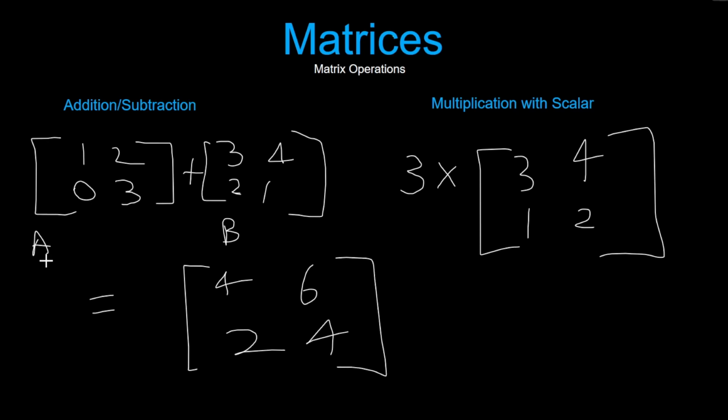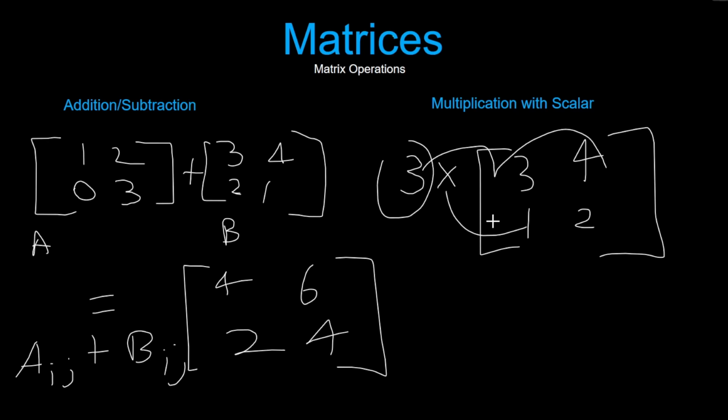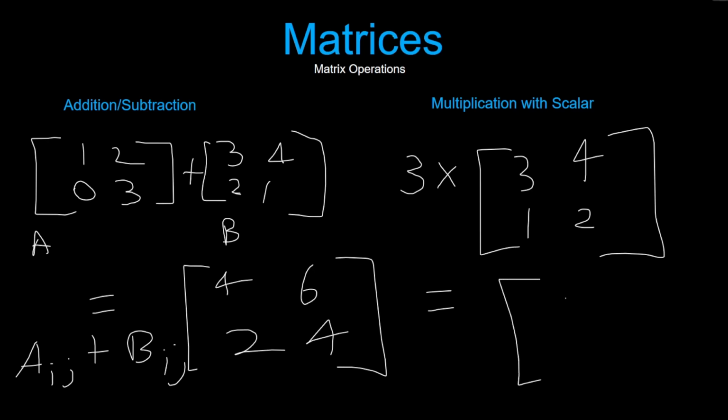The general form is, if you add the A and B matrices, you'll have the corresponding elements of the A and B matrices. Here ij represents the position of the element: row i, column j of the matrix. Scalar multiplication with a matrix is simple too. You just multiply the scalar value 3 with every one of the matrix values, and we will get the new matrix. So 3 into 3 is 9, 3 into 4 is 12, and so on. This is how you do multiplication with a scalar.